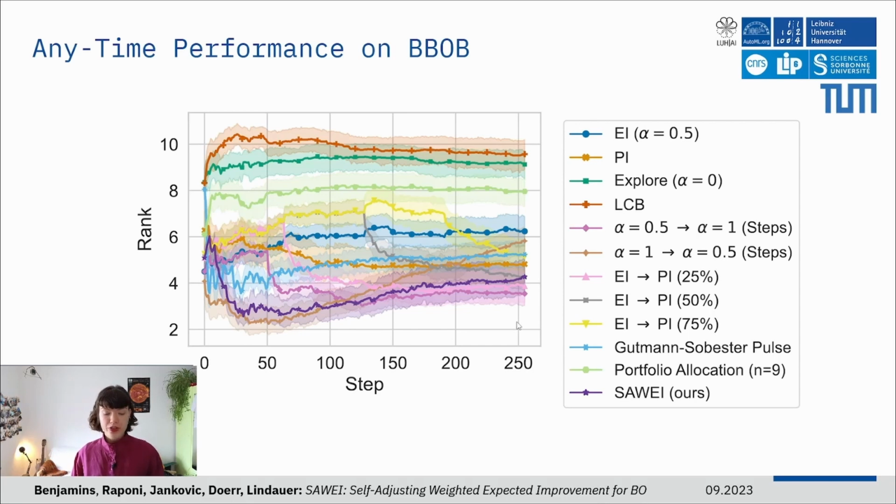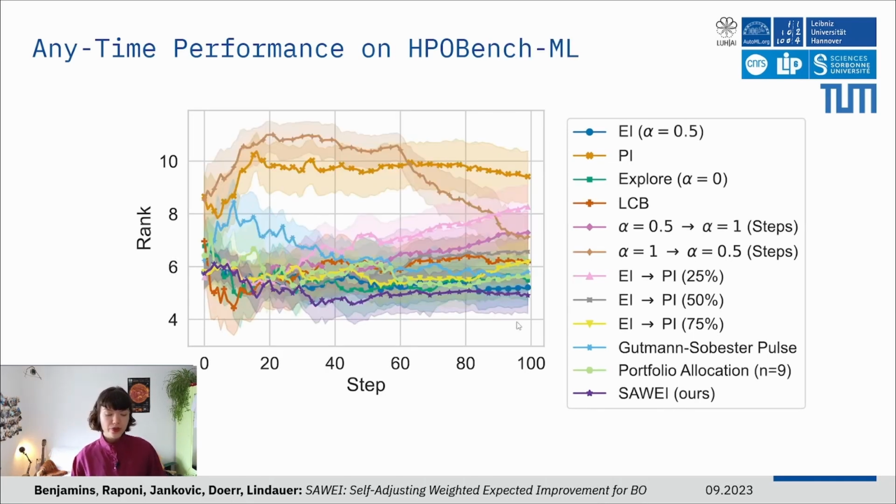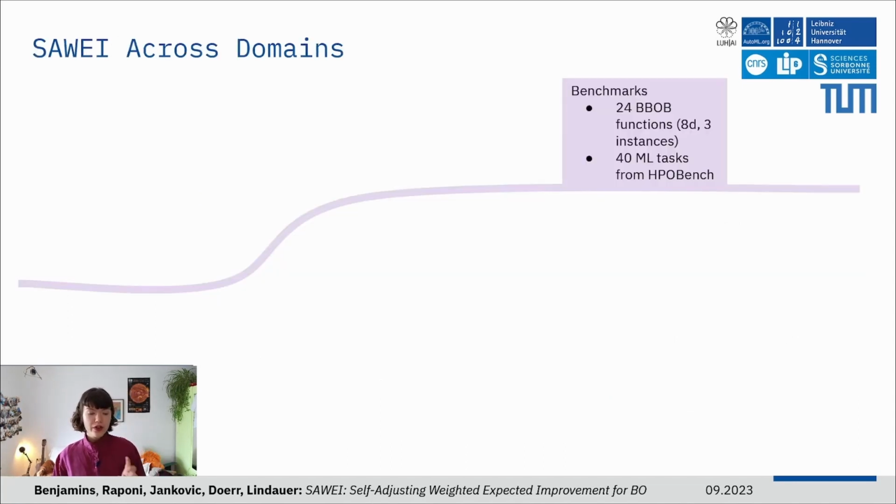And on HPOBench, this is even clearer. We see that SAWEI has a pretty nice anytime performance. In the beginning, SEB is quite strong, but it is not that good later on. And you might have also noticed that the baselines' order has changed. Let's look at this in more detail by comparing SAWEI across domains.